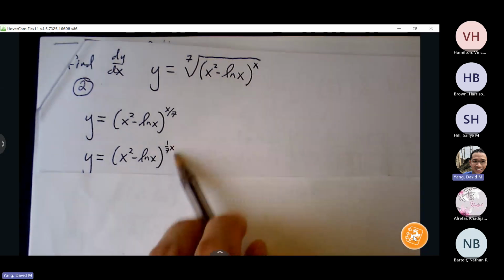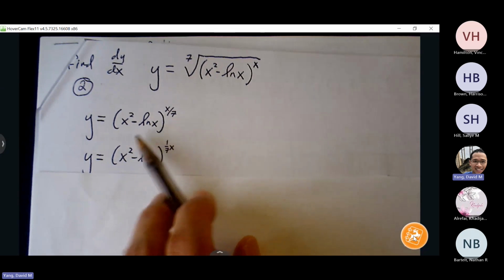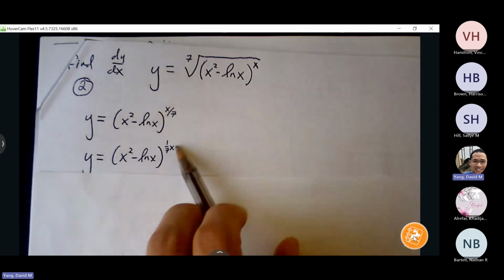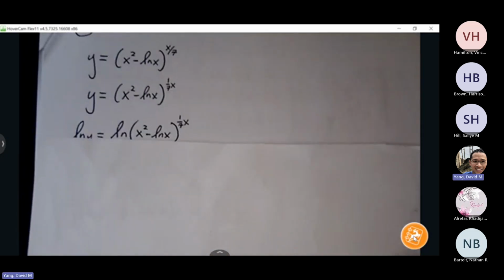I'm going to rewrite it as 1/7 x just so that it feels easier to work with once that comes down, because x over 7 feels like, oh, I got to go through quotient rule, but there's no need for quotient rule within this expression. 1/7 x is just power rule, right? Okay, natural log of both sides.